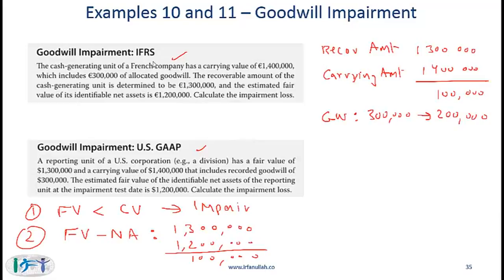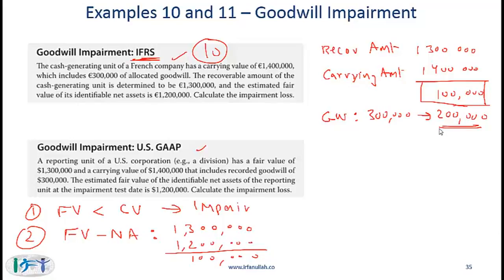Here is what we do with example 10, which is based on IFRS. The recoverable amount is 1.3 million. The carrying amount is higher, 1.4 million. When we look at the difference of these two numbers, that is 100,000. This is how much we need to impair goodwill by. Goodwill, which was initially 300,000, needs to be impaired by 100,000 and comes down then to 200,000.